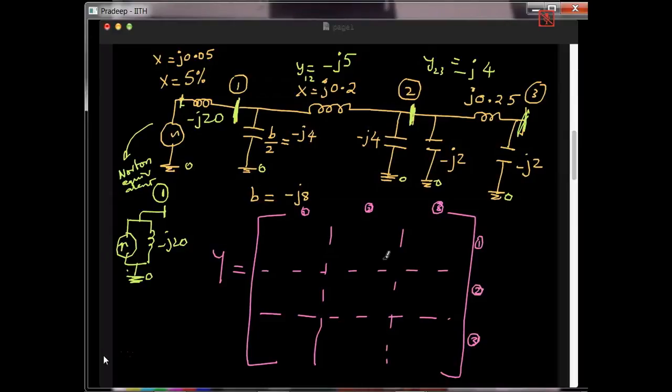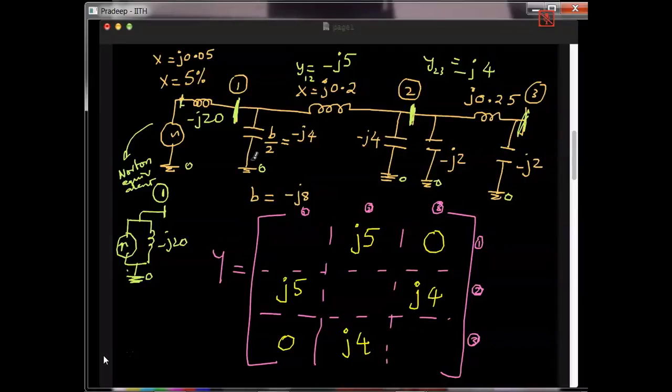So first, look at the off-diagonal elements: plus j5. Between 2 and 3, there is -j4, so it will become plus j4. Sorry, this is between 1 and 3. Between 1 and 3, there is no direct connection. So I just copy these two elements here. And this one is pertaining to the second or third column, so this will become j4, and here it will become j4. Now coming to this element, Y11, you see at 1, this charging susceptance of this long transmission line, j4, is adding to this one.